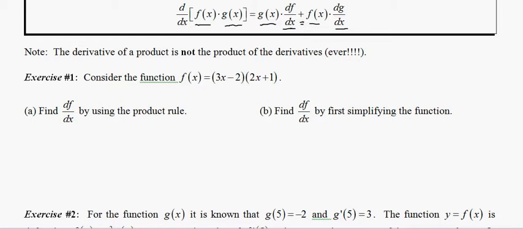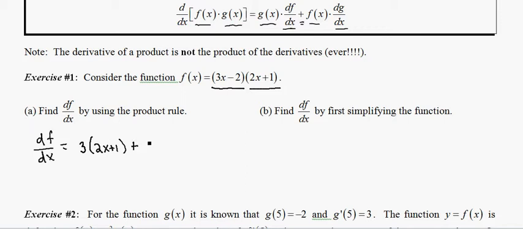So let's take a look at the first exercise, where we've got a function, f of x, that is the product of two functions, 3x minus 2 and 2x plus 1. Let's use the product rule to find its derivative, df dx. The product rule says, take the first function and find its derivative. Well, that function's linear, so its derivative is just 3. And then multiply it by the second function, 2x plus 1.